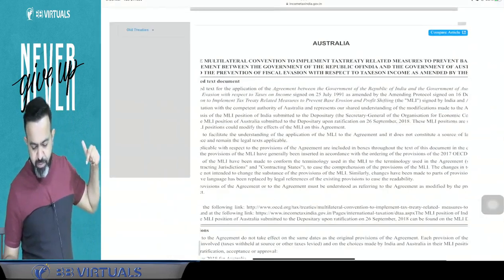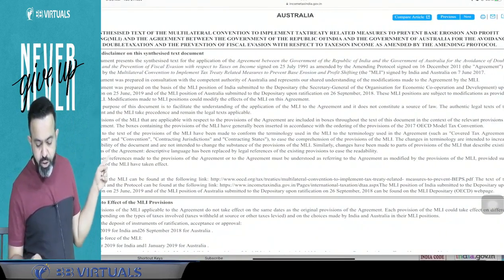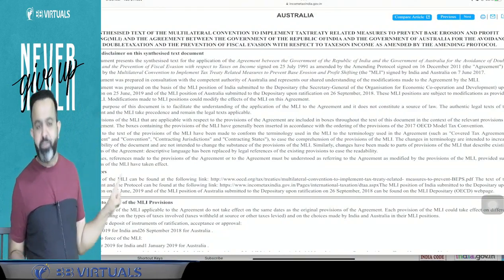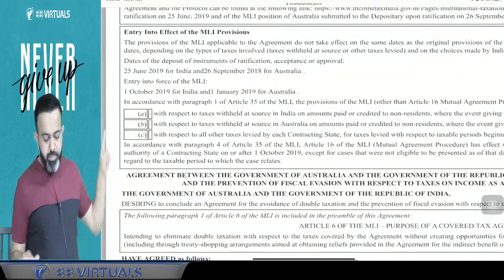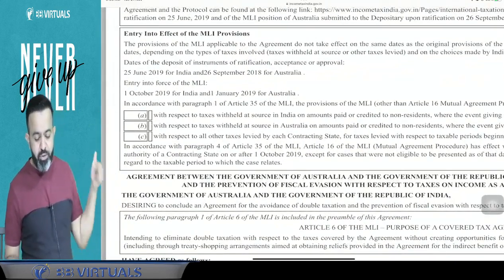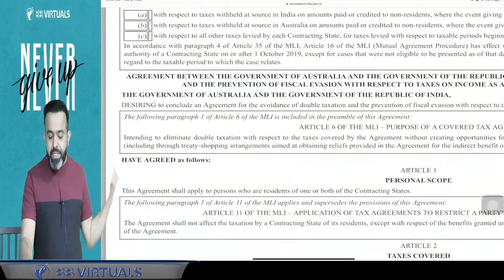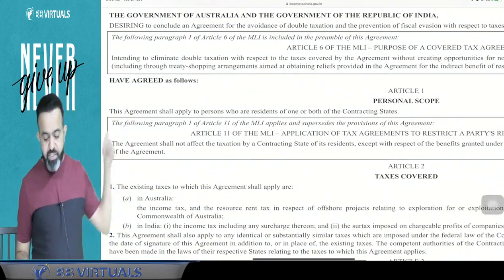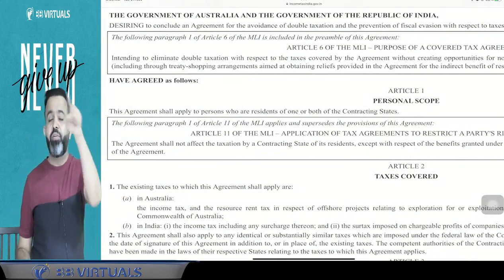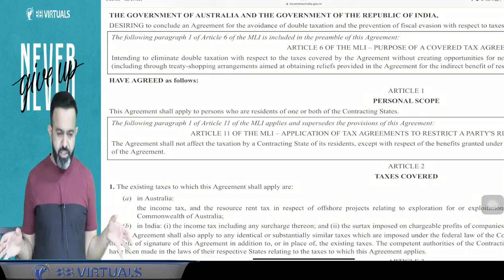Now guys, in this particular agreement, if you read carefully, they clearly mention that this is due to the multilateral instrument, and when this MLI provision is applicable, the entry into effect of the MLI provision. MLI means multilateral instrument. Due to that, their agreement is changed, and they specifically mention which clause or article is changed due to MLI. So this is called your multilateral instrument.